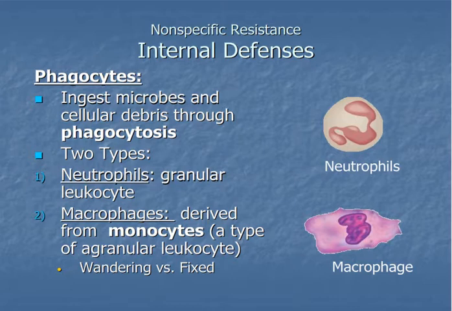Whereas fixed macrophages, as the name implies, tend to be fixed in place. So we find these in areas which are extremely likely to harbor infection. For example, we'll find them in the subcutaneous tissues of the skin, and we'll also find them within the lungs, where we're breathing in lots of air that has particulate material in there and possibly lots of bacteria. So we tend to find fixed macrophages in areas where infection is likely.